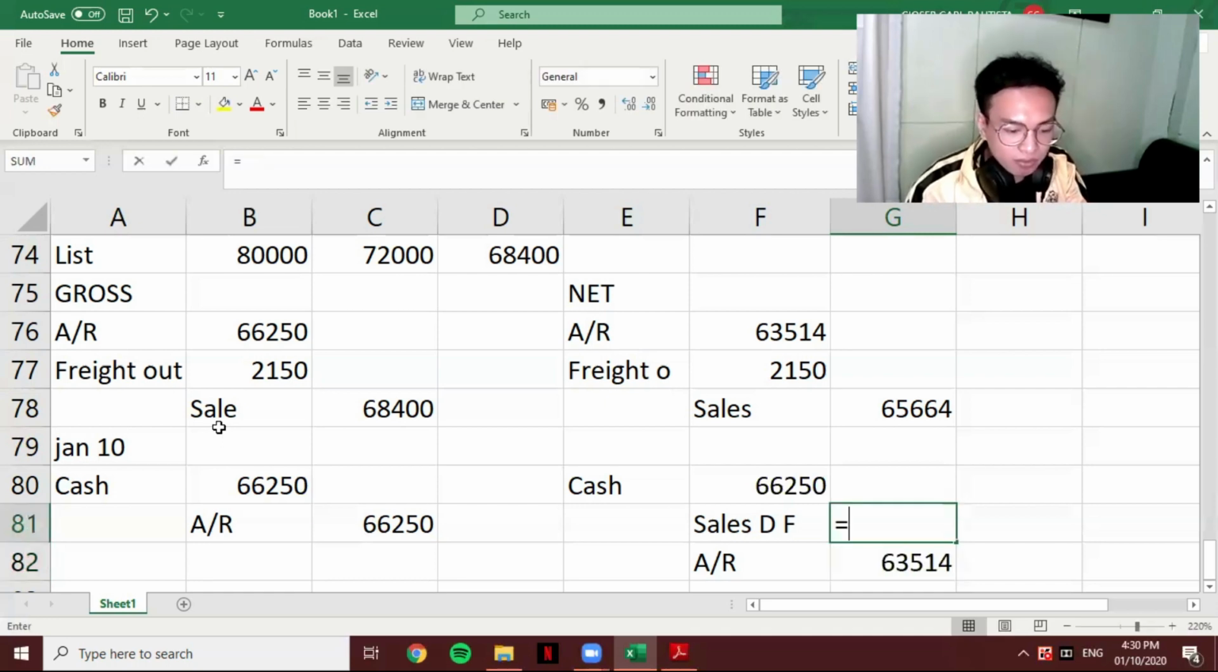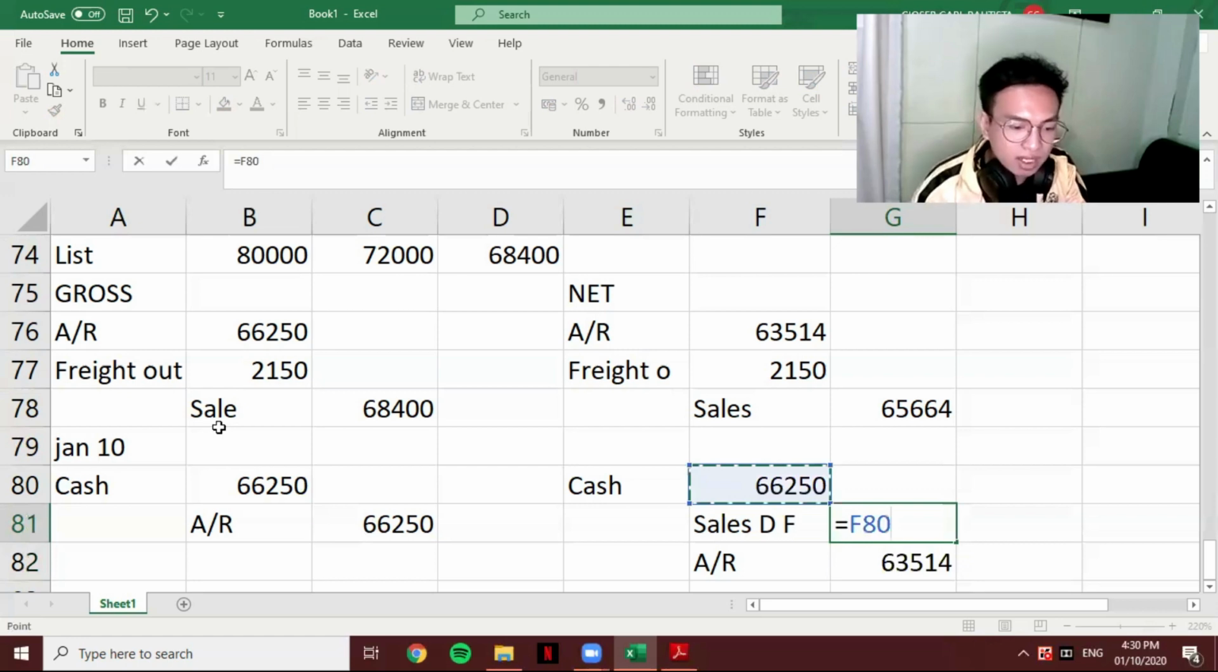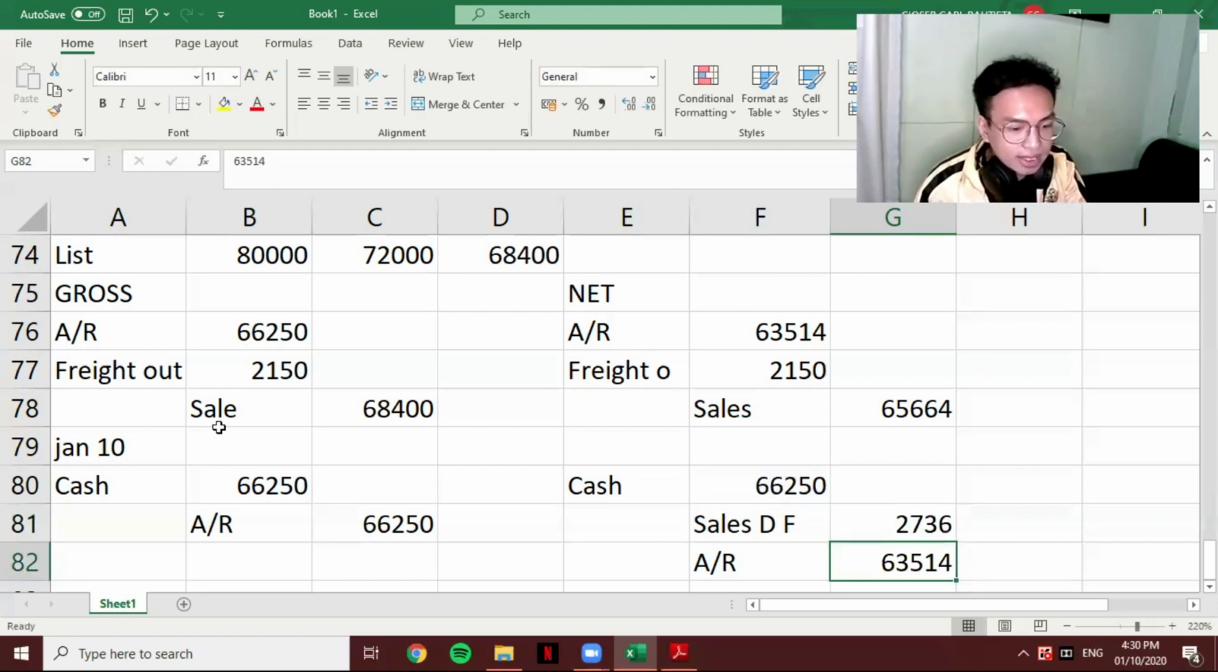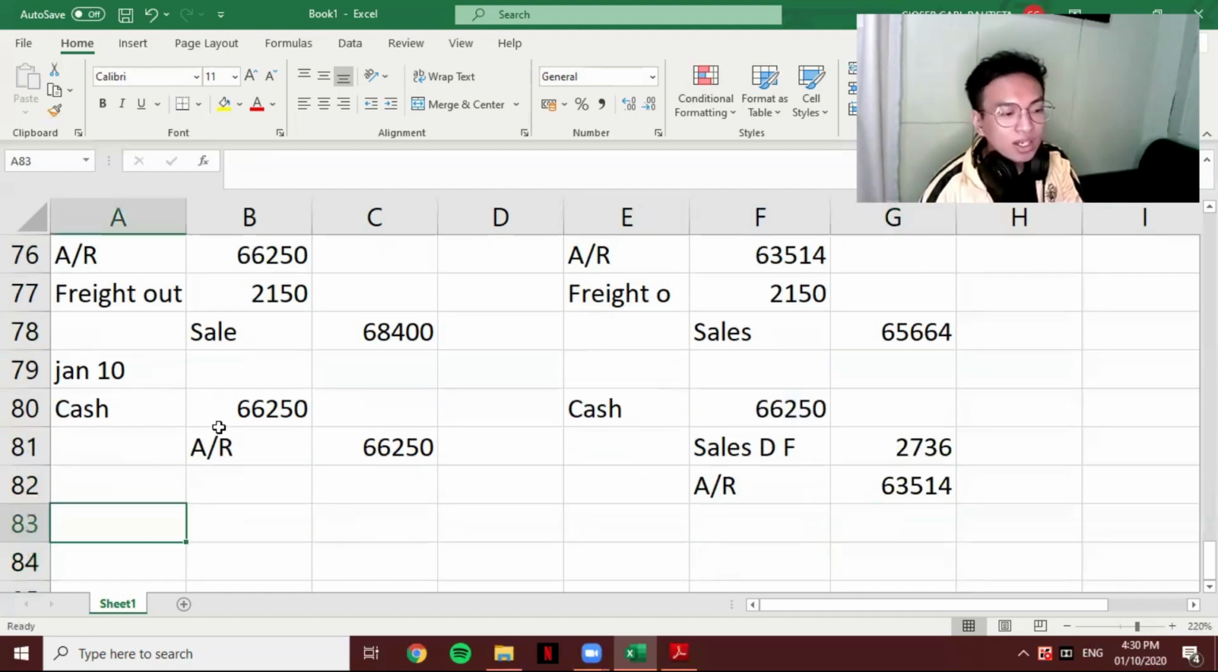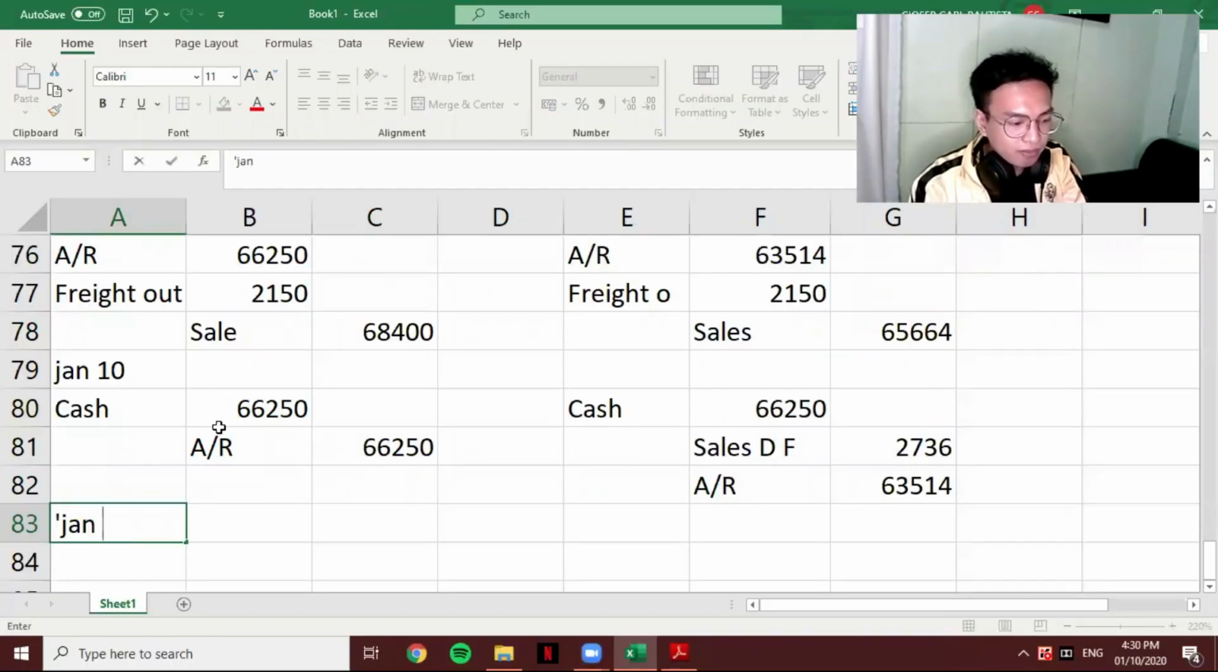Our sales discount forfeited, if they paid outside the discount period, is 2,736. What if they paid within the discount period? Ang daming nangyayari, sir. Okay lang yan, at least na-exercise kayo. Let's say they paid on January 5.